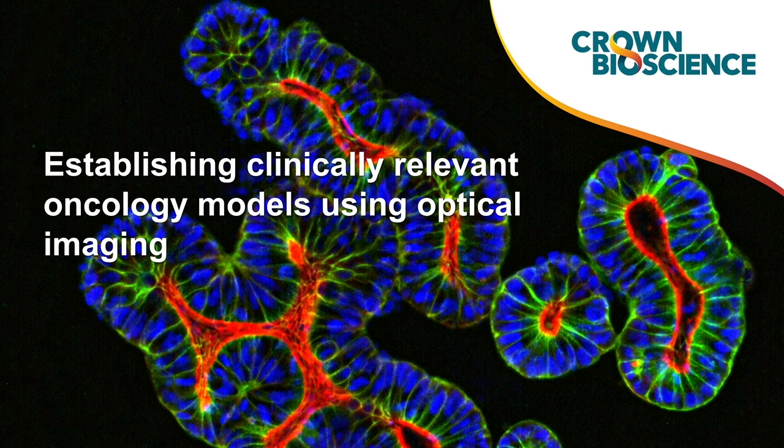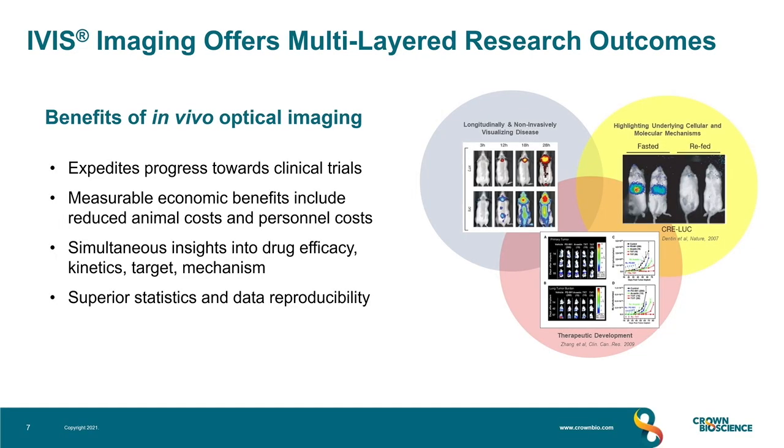So, optical imaging. At Crown Bioscience, we use the IVIS system, and we started with the very first version, the IVIS 100, and now we have 7 different pieces of equipment all the way from the early models, Illumina 3, to the high-end Spectrum CT. This equipment offers multi-layered research outcomes.